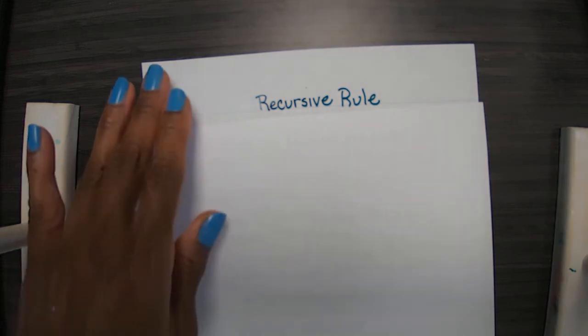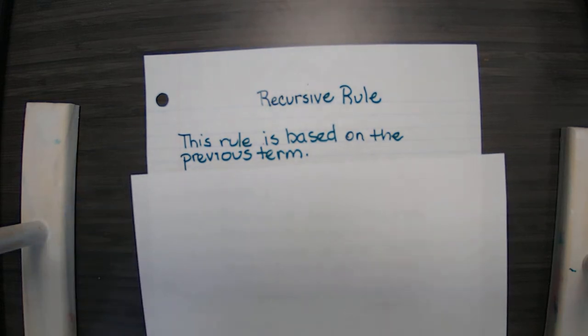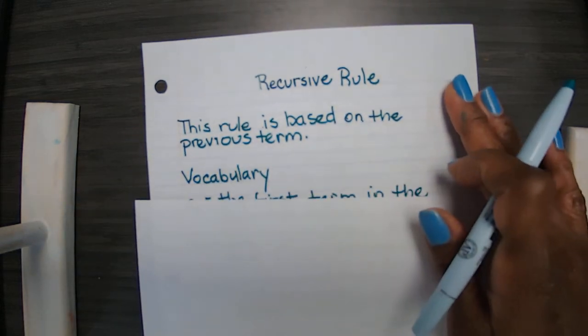We are writing rules for sequences, our arithmetic and our geometric sequences. We're going to start with a recursive rule. Now, a couple of examples. This rule is based on the previous term.